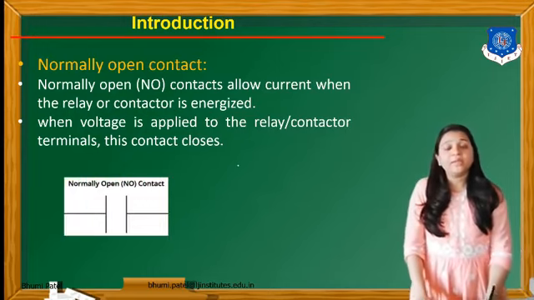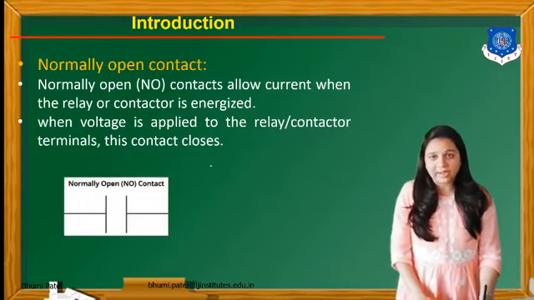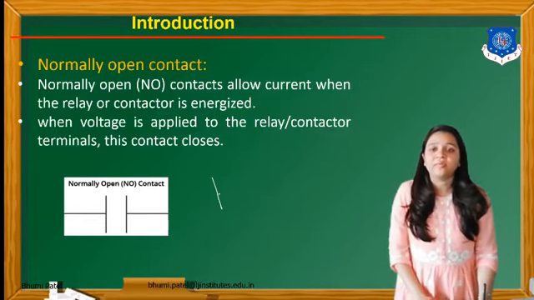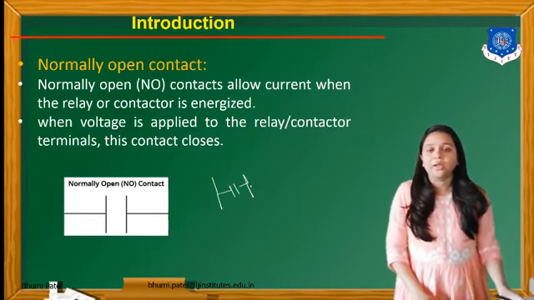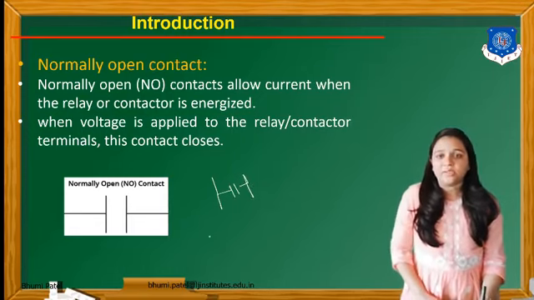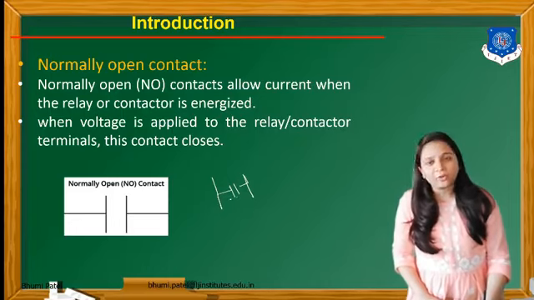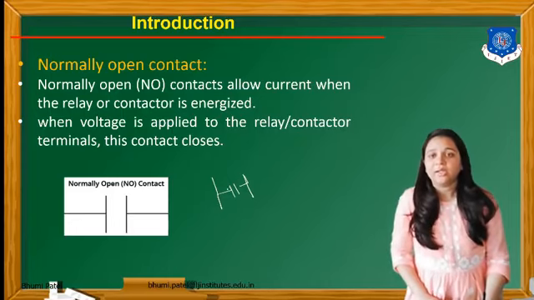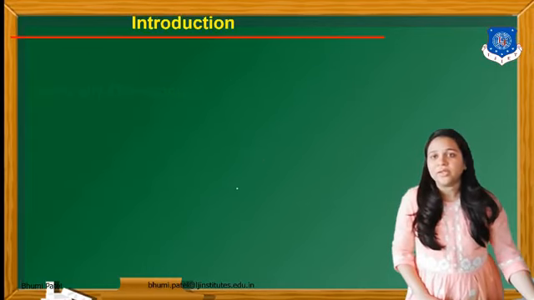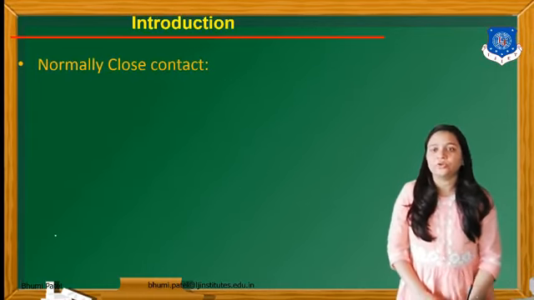Whenever in this PLC programming diagram, in the ladder logic diagram, our logic is an open circuit, at that time we will draw the normally open contact. Clear? Now, when voltage is applied, that means if the input is applied to this particular circuit, it closes. Now, the next one is the normally closed contact.